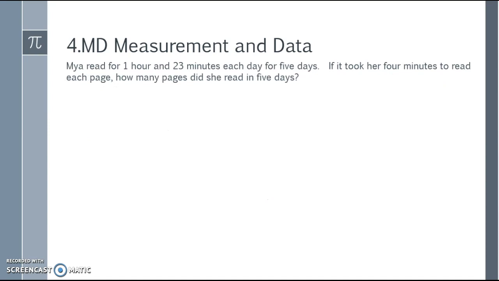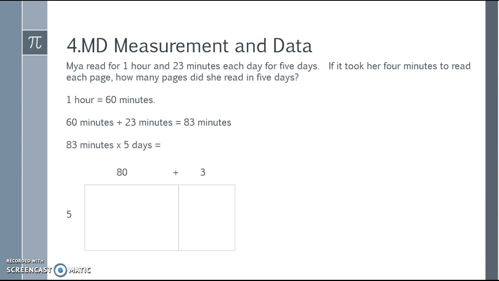Maya read for 1 hour and 23 minutes each day for 5 days. If it took her 4 minutes to read each page, how many pages did she read in the 5 days? Well, I know that 1 hour is 60 minutes. So if I have 1 hour and 23 minutes, that would be 60 minutes plus 23 minutes, so 83 minutes per day. But she did this for 5 days.